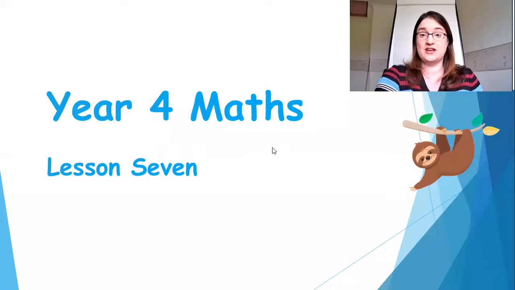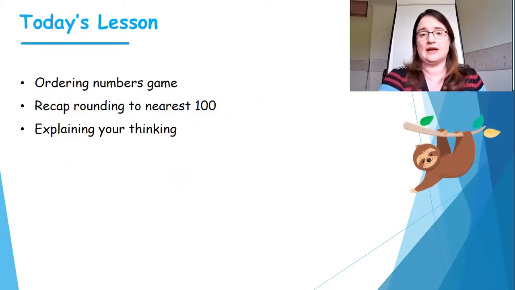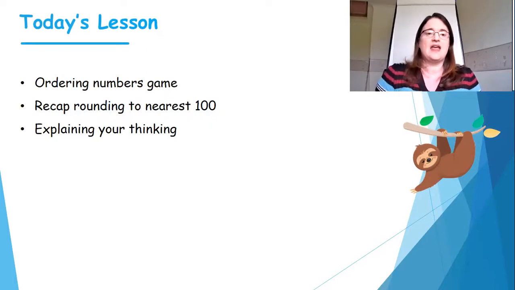So we're going to do some recapping as usual, some of the skills we've already covered, and then we're going to move on. Let's see what we're having a look at today. So we're going to be going back to ordering numbers quickly at the beginning of the session with a game. Then we're going to recap the rounding that we started yesterday, rounding to the nearest 100. And we're going to come back to explaining our thinking, because that's a really tricky skill. It needs lots of practice.